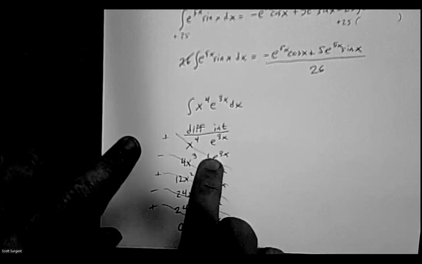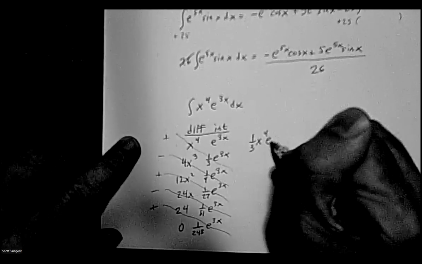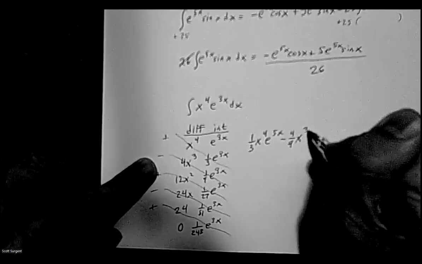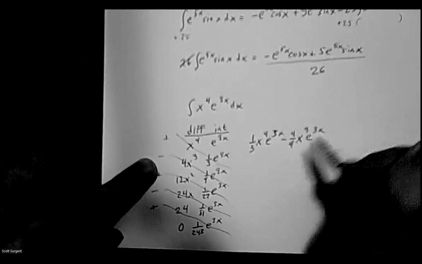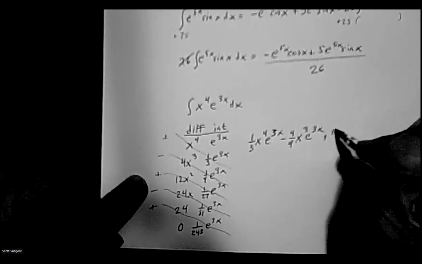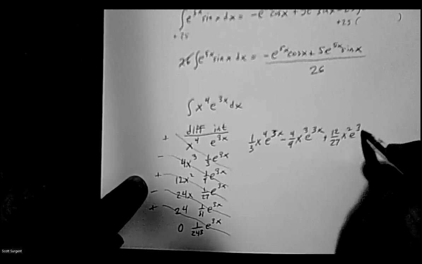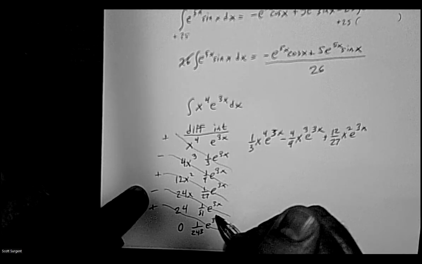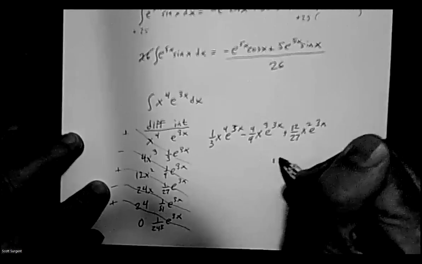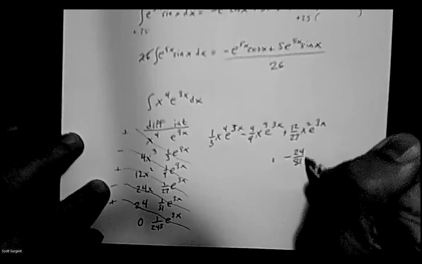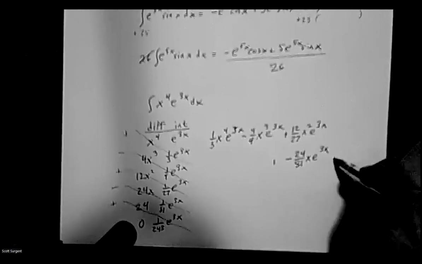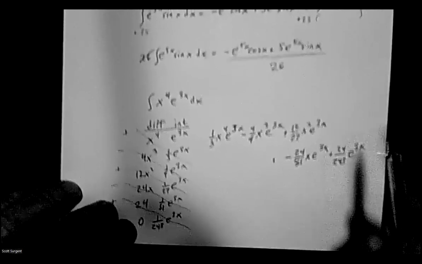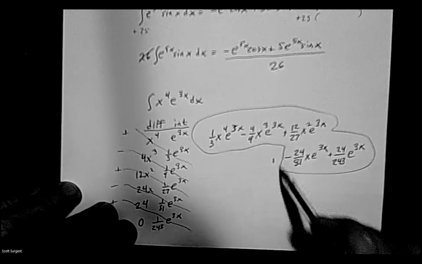So the first one's going to be x to the 4th times 1/3. So you have 1/3, x to the 4th, e to the 3x. And this is going to be negative 4/9, x cubed, e to the 3x. And then here you have 12 over 27, so plus 12 27ths, x squared, e to the 3x, minus 24 over 81. I don't know if that reduces. Yeah, it does, it doesn't matter. It's going to be minus 24 over 81, x e to the 3x. And the last guy is going to be plus 24 over 243, e to the 3x. And I don't really care if you don't reduce. When you start getting big fractions, that's okay.